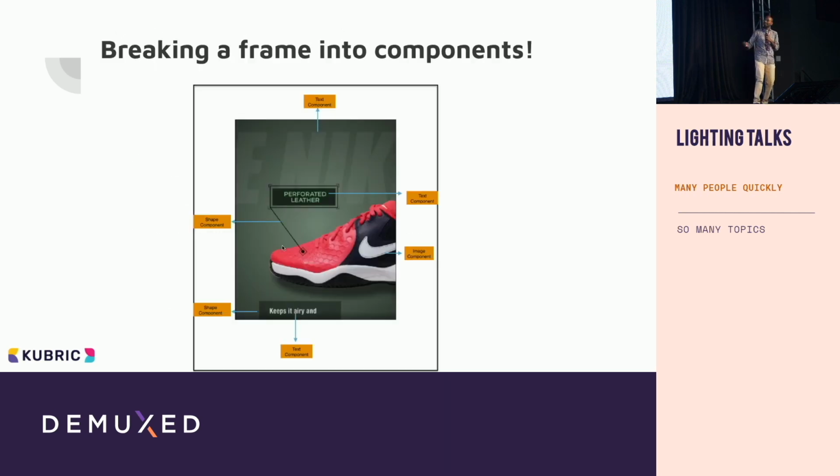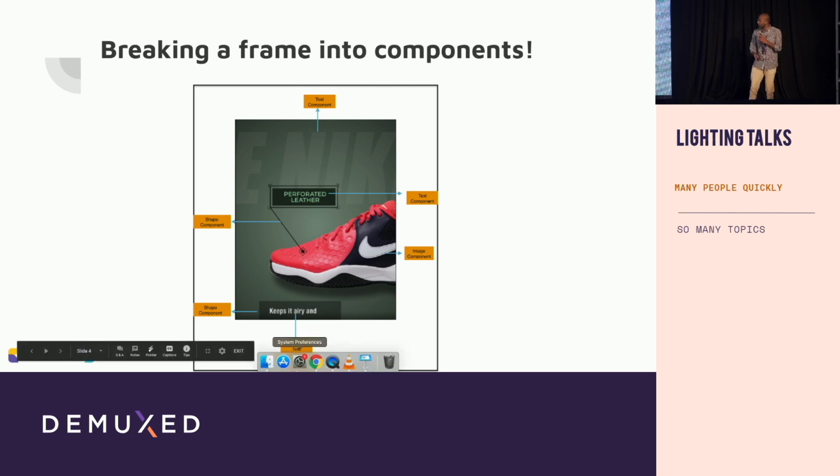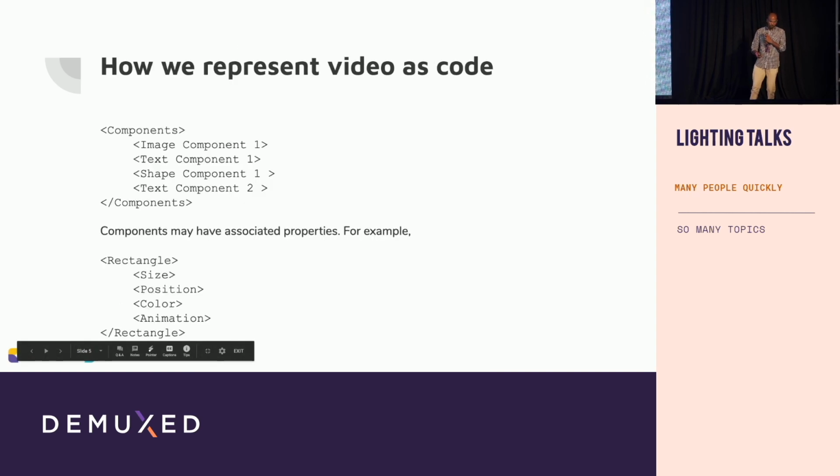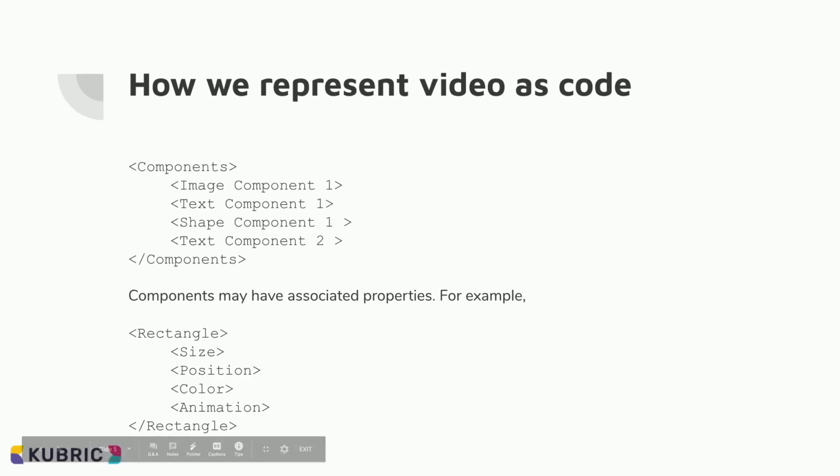So you can then break up a frame into components. For instance, you have a frame here which has text, which has shapes, which has an image. And so you can represent that in this sort of thing. When you're trying to represent video as code, you have different components, like I mentioned, and each component can have its own meta information. For instance, if you have a rectangle, you could have size, position, color, stuff like that.